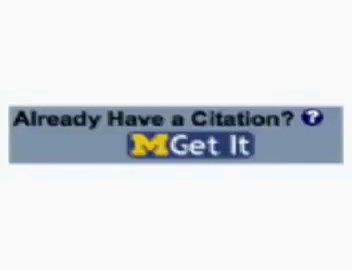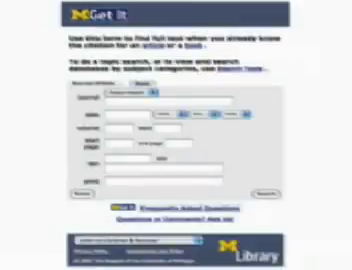You can use MGet It in one of two ways. First, if you have a citation to an article, you can go directly to the MGet It menu for that citation by using the MGet It citation linker. The MGet It citation linker allows you to access a menu of links to full-text versions of an article using a citation without having to perform a database search.